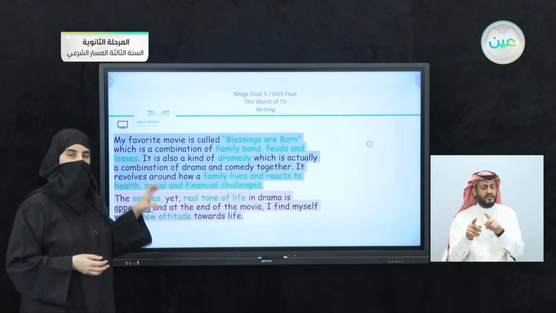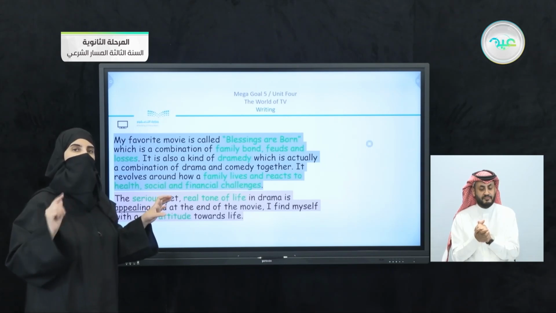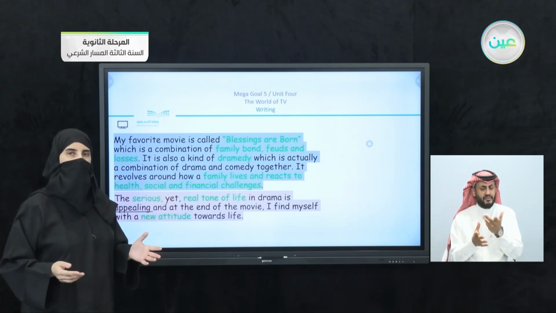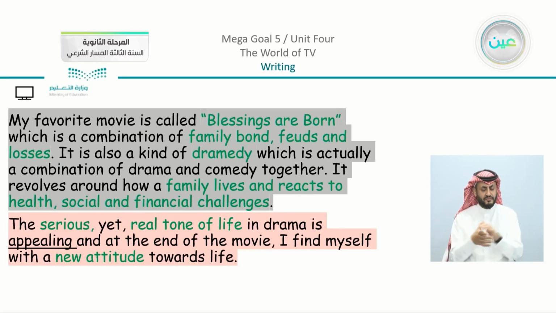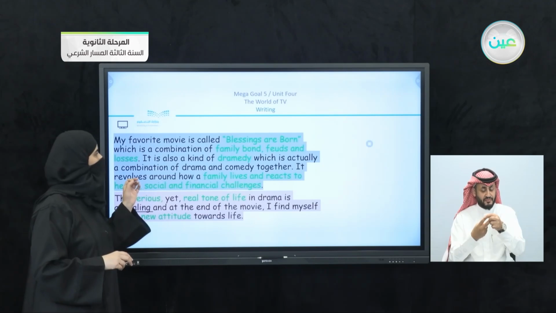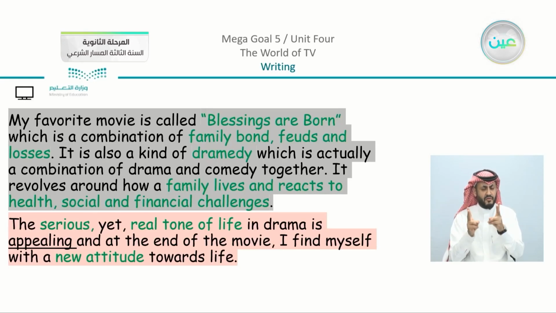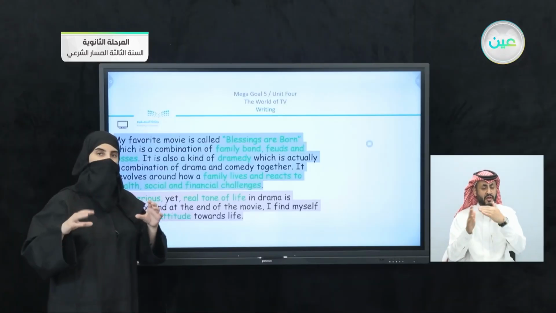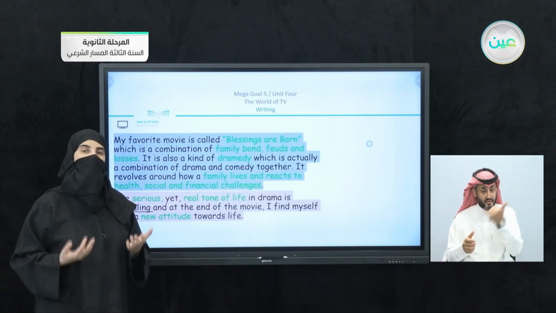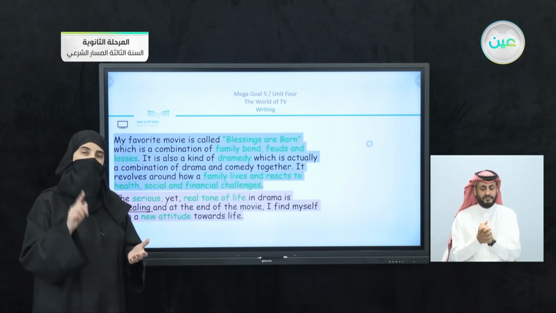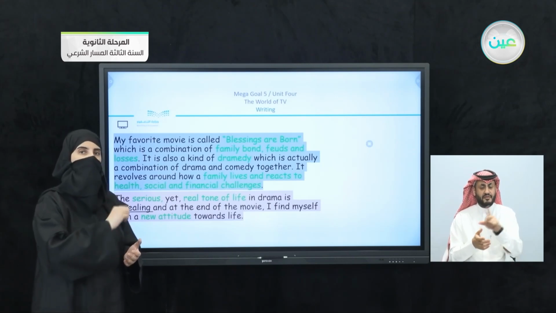So here, while you are reading with me, you can see that I am not writing the story of the movie. I'm just writing what it is about. So we have here, which is a combination of family bond, feuds, and losses. It is also a kind of dramedy. So we have your subgenre, which is actually a combination of drama and comedy together. It revolves around how a family lives and reacts to health, social, and financial challenges. So here, all the parts that I wrote in the green color are the main words that present my ideas and what I am talking about. And you can see that they are the same words that I used in my chart.